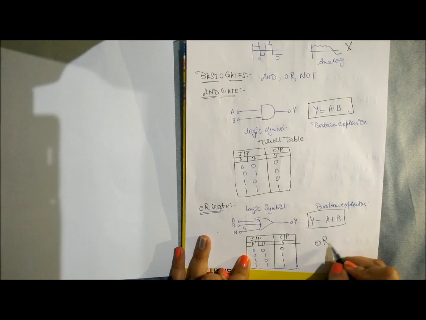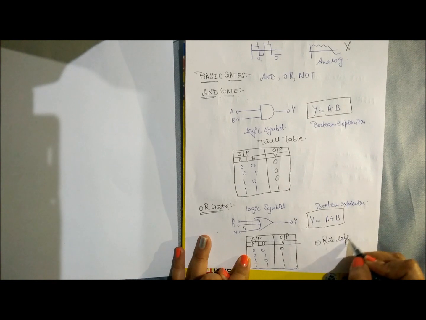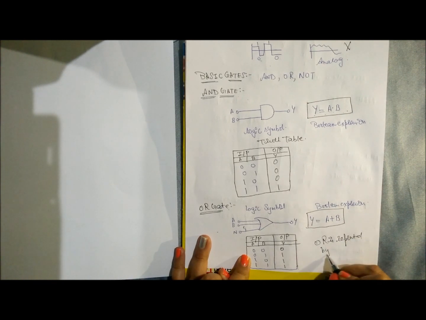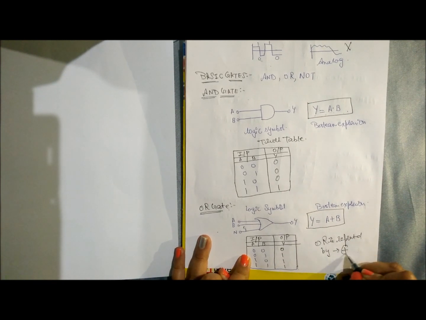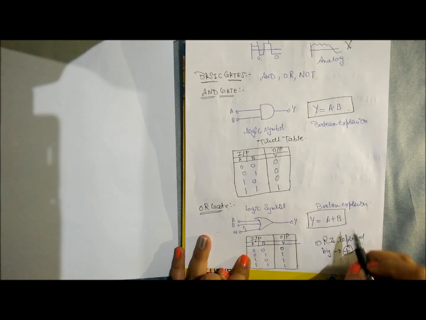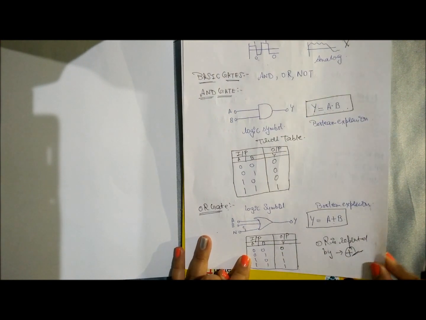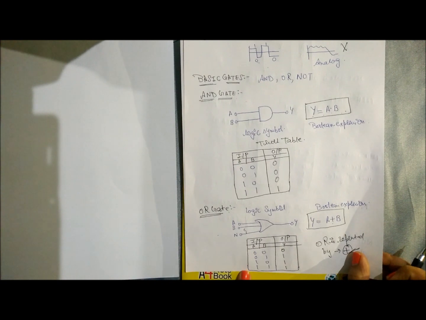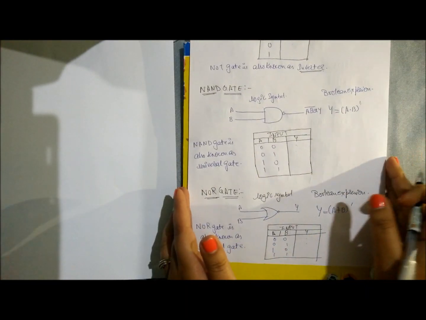Operation, or is represented by plus. Plus, you can see here it's plus. Okay, this is the explanation for the OR gate. And now I'm going to explain about the next, that is NOT gate.